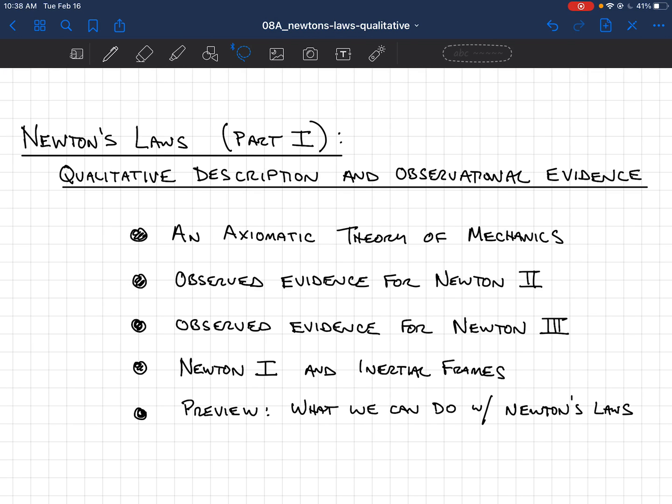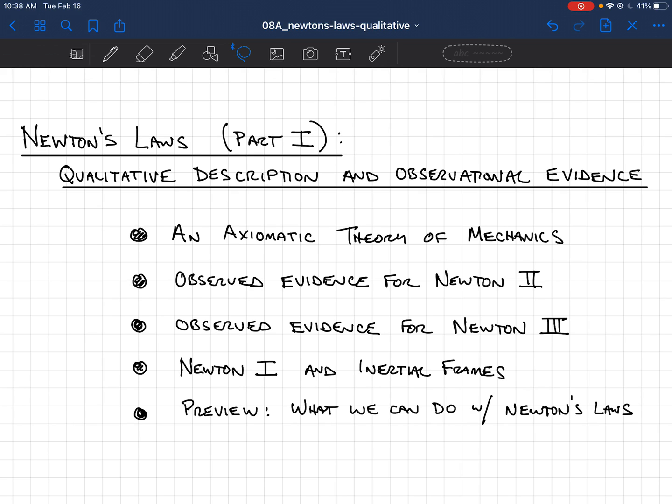In part two, we'll talk about the precise formulation of the law, the precise statement of each law, and then we'll do some examples. And then we'll continue with Newton's second law in particular after that, because that's going to be our primary thing for solving problems. But first we do a qualitative look.